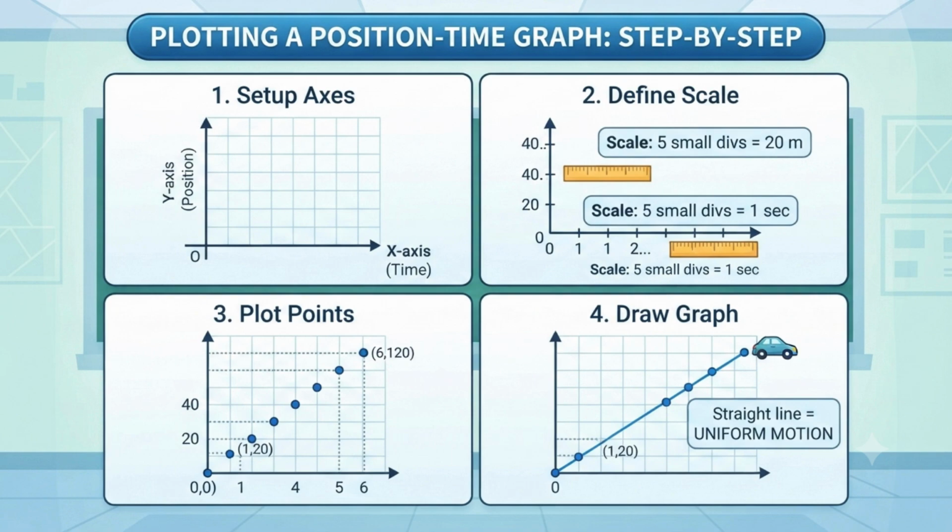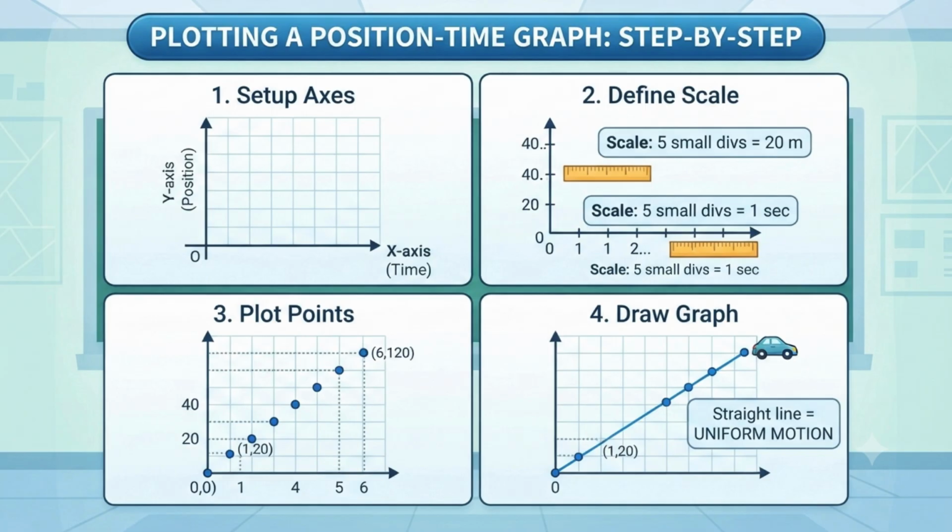For this example, we can take 5 small divisions equals 1 second on the x-axis. 5 small divisions equals 20 meters on the y-axis. This helps us use the graph paper neatly and accurately. Step 4. Start plotting the points. The first point is (0, 0), so we'll mark it at the origin. Next, at 1 second, the position is 20 meters. Locate 1 second on the x-axis and 20 meters on the y-axis. The point where these two meet is your second point.